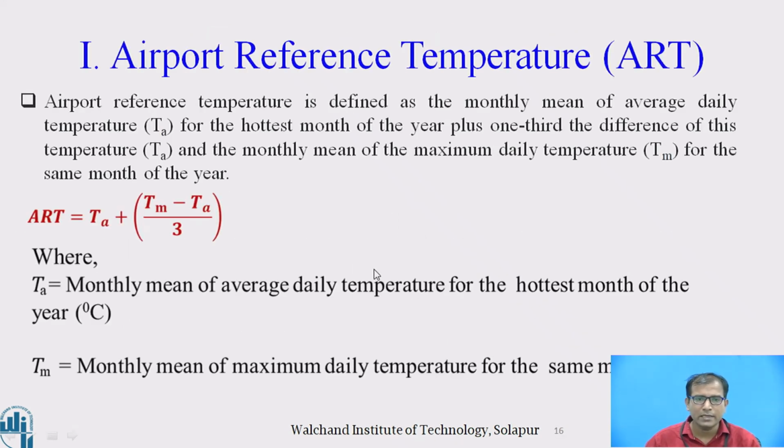So how do we calculate the ERT? It is defined as the monthly mean of the average daily temperature for the hottest month of the year, so we take the hottest month of the year, and the mean of the average daily temperature there is indicated by TA, plus one third of the difference between it and the monthly mean of the maximum daily temperature for the same month of the year, TM. Basically we need two details here, TA and TM. TA indicates the monthly mean average daily temperature for the hottest month of the year, and TM the monthly mean of the maximum daily temperature for the same month. Having TA and TM, you can calculate the ERT.